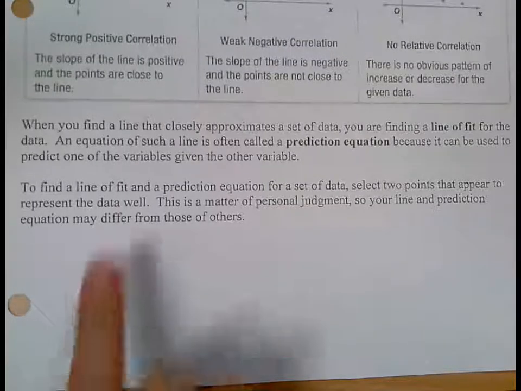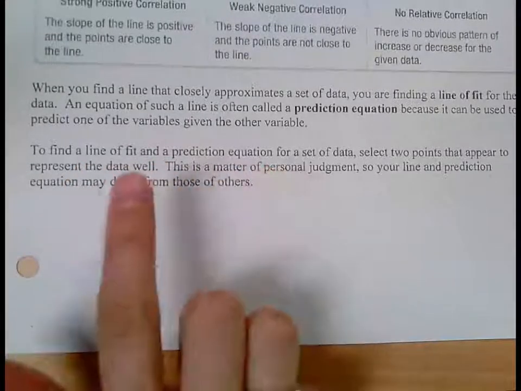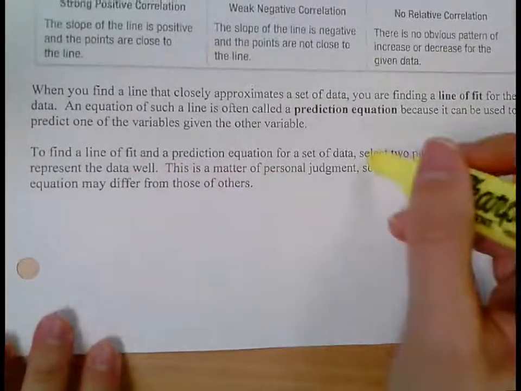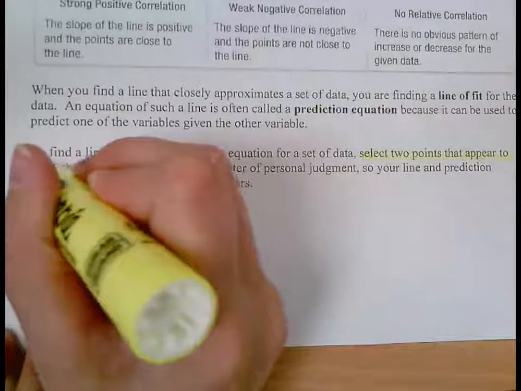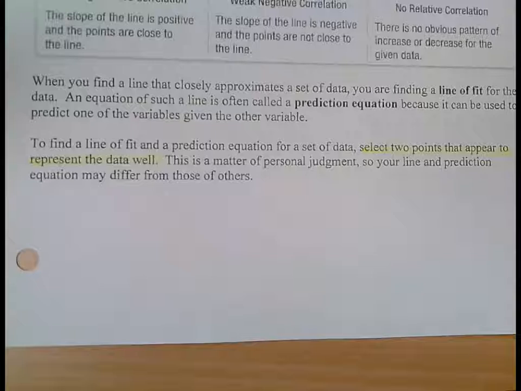Then to find a line of fit, the last thing on here before we get to the example: to find the line of fit, you select 2 points that appear to represent the data well. And I included on here that it's a matter of personal judgment, so your line and prediction equation may differ from those of others. This is an area in this chapter where there is not just one right answer. It's still possible to get it wrong. So you can still have a wrong answer, but there isn't just one right answer.